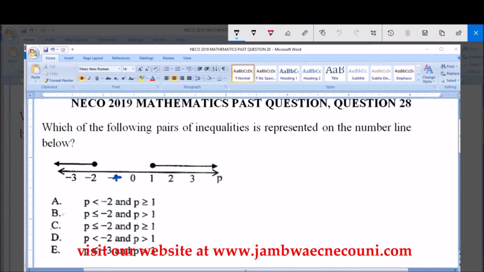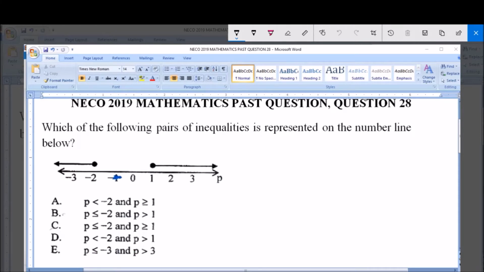Now this is the number line, and this is the first inequality here. We have the zero, the line pointing towards the left, and it is shaded. Now in inequality, when you have your arrow pointing towards the left, it is less than. And when you have this circle shaded, it represents equal to also. So we say it is less than or equal to. And so therefore we say p is less than or equal to minus 2.